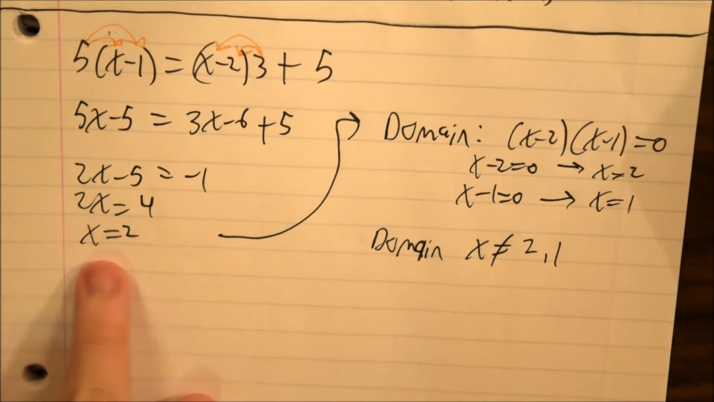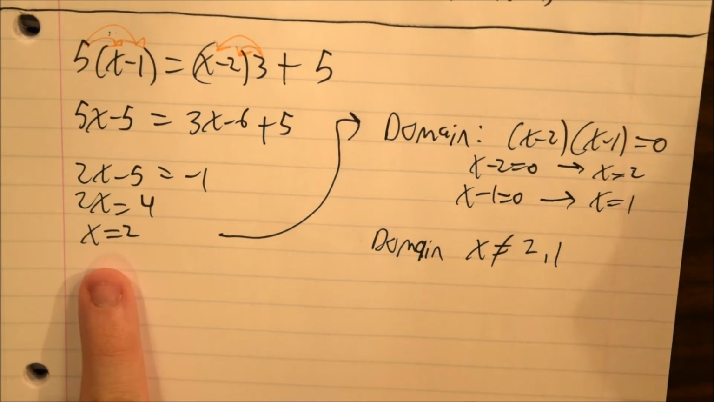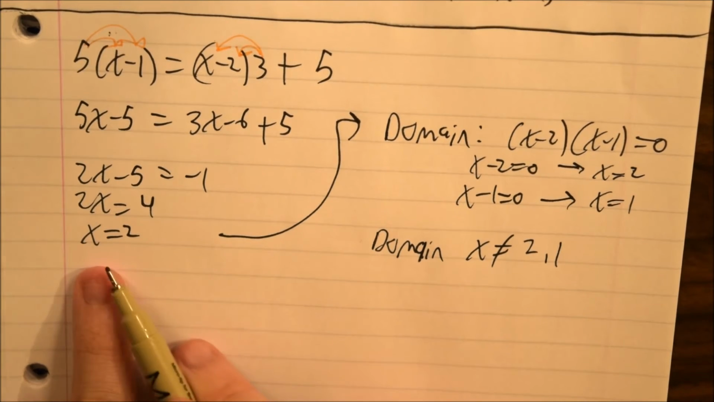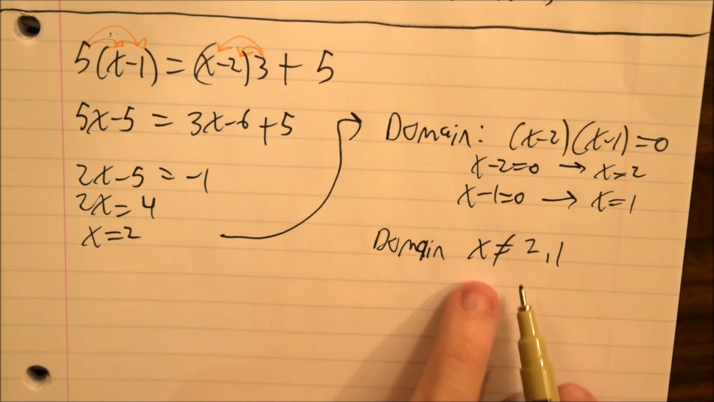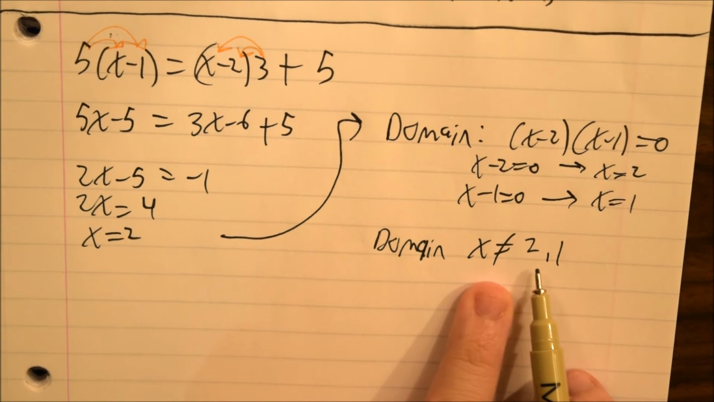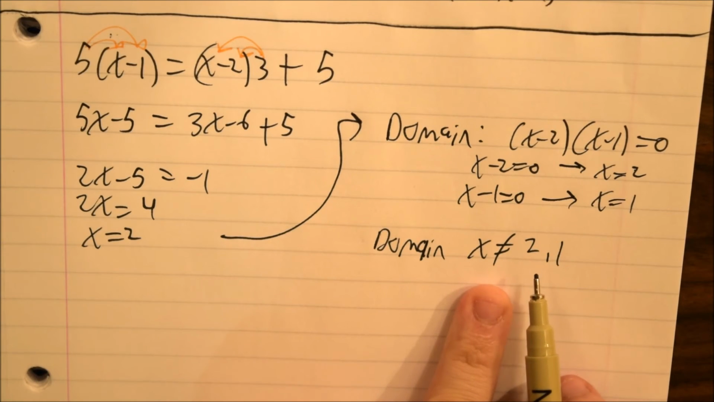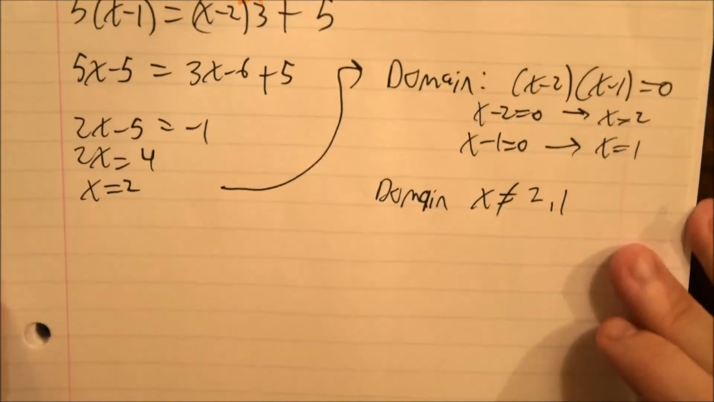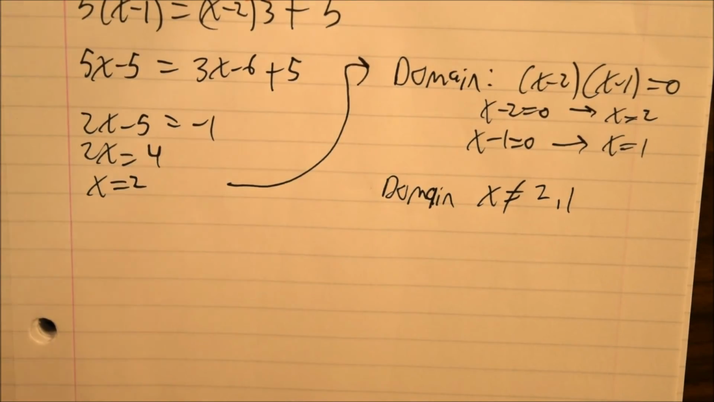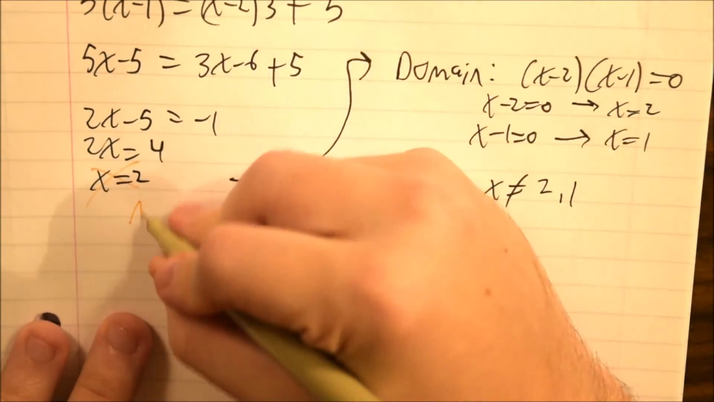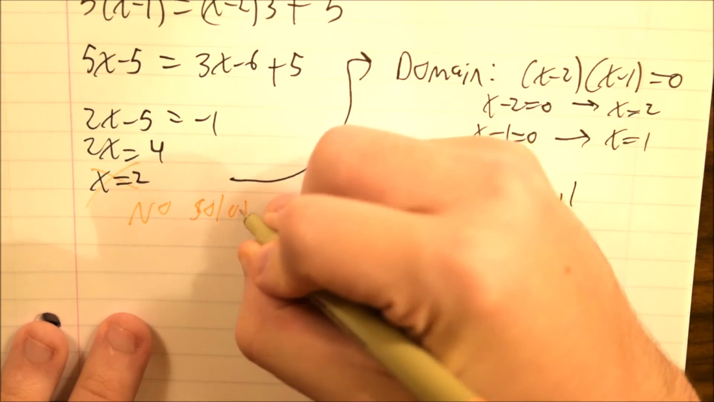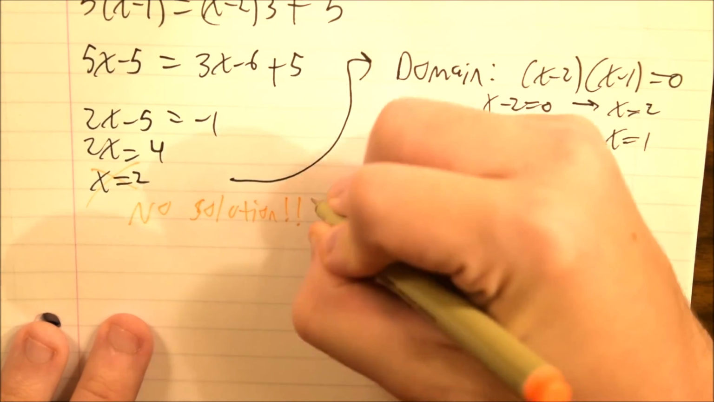Now I go back to my potential solution. I don't know if this is a solution yet. It may not be a solution. It may not be in my domain. I got x equals 2, but look at my domain. It's x does not equal 2. I can't plug in 2 to this function or this equation and get a result, because if I plug in a 2 here, I'm going to be dividing by 0, and that's bad. So I go over here, I'm going to slash this guy out, and I'm going to say no solution. Three exclamation points.